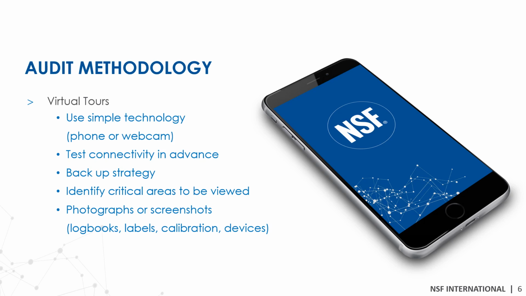Some key messages here is it's really important to test connectivity in advance. So there will be areas of the facility where the Wi-Fi coverage might be quite poor, and it's good to know in advance where those are. And also it's good to have a backup strategy. So if the person conducting the virtual tour loses connectivity, it's great to have a backup way of communicating with them through something like WhatsApp or Skype or another media.